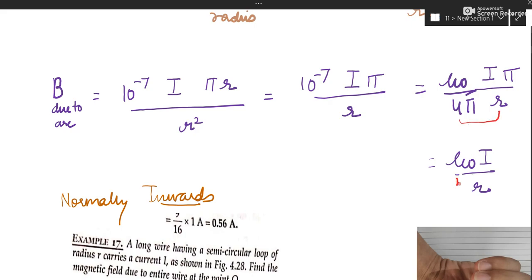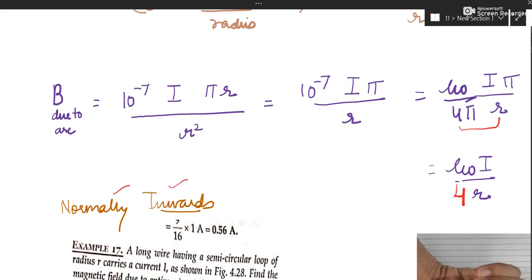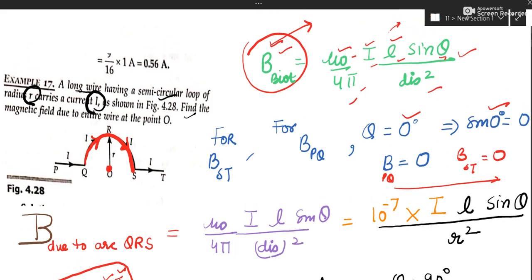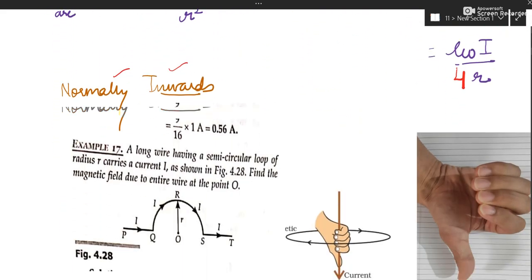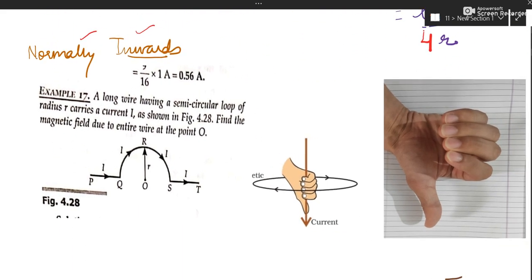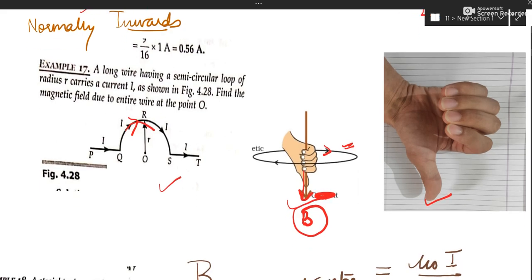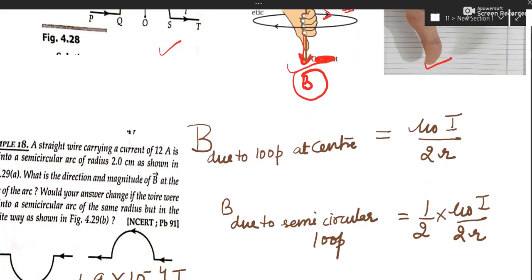So it is 4r. And what about the direction? Direction is normally inward. For that you need to go to the diagram and you can use your right hand thumb rule. Getting to the next, you can see I have used the same question again to show direction. The direction is like this, direction of current. So this is current and your thumb is here. So the roles are changed. Now this is magnetic field and this is current. So magnetic field is normally into the plane of paper because current is along curls.